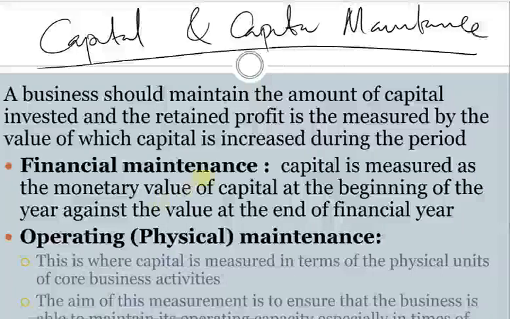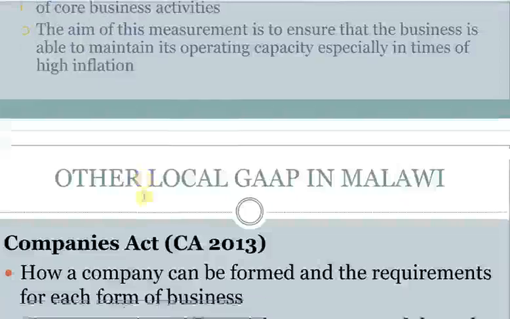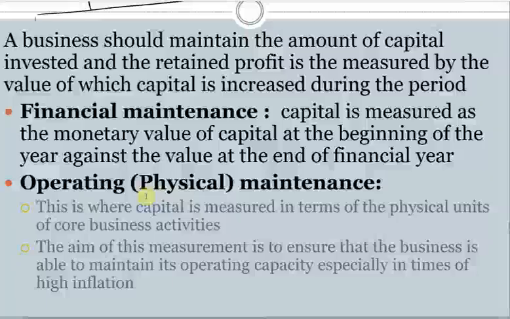That's the last heading we're supposed to look at. So we're now talking about capital and capital maintenance. So what is it all about? A business should maintain the amount of capital invested and retain profit; the retained profit is measured by the value by which the capital is increased during the period.